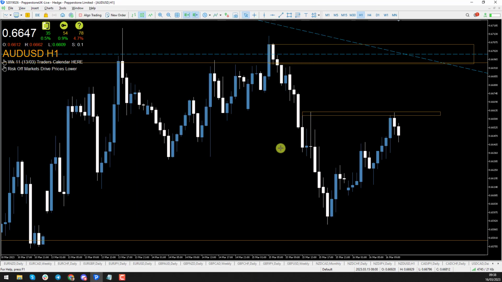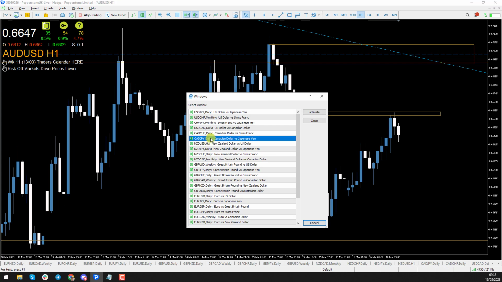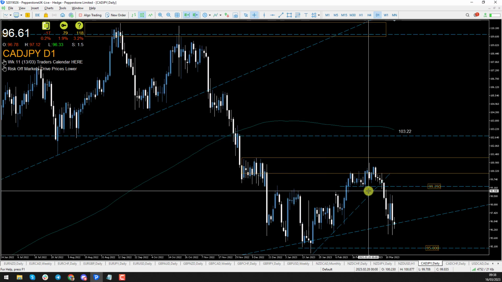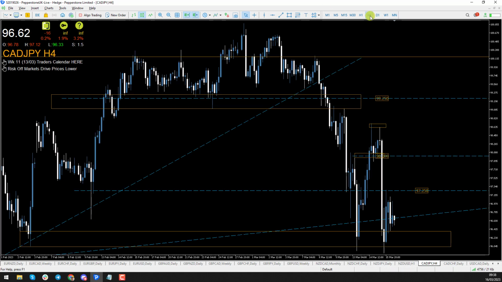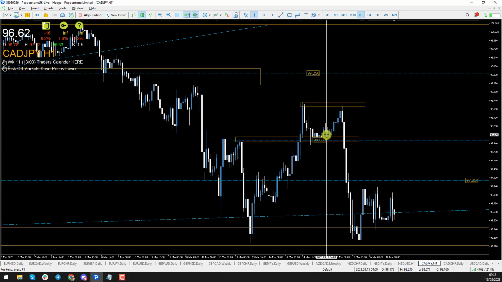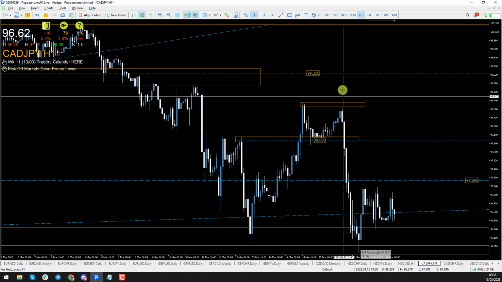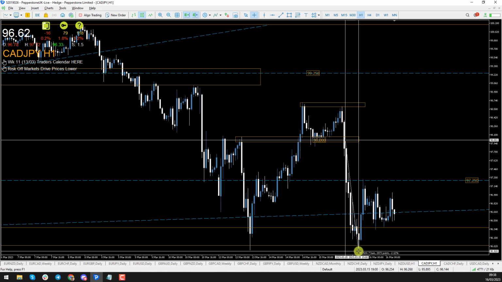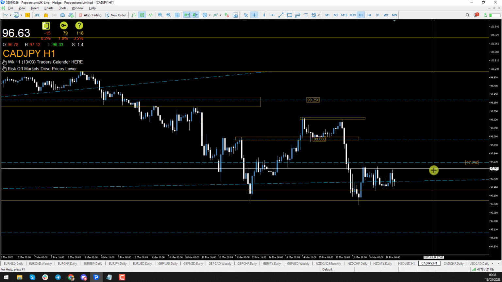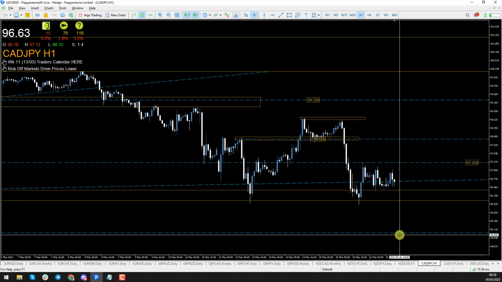I just want to quickly touch upon, if you're in the CAD yen position from a couple of days ago at the 0.68 handle, let me just go to a 4-hour time frame. The 98 handle. Let's go to an hourly. If you were in here, price has hit one of our targets. We were looking for first targets down at 96, which is just through here, around 200 pips away. Looking for secondary targets down at the 95 now.